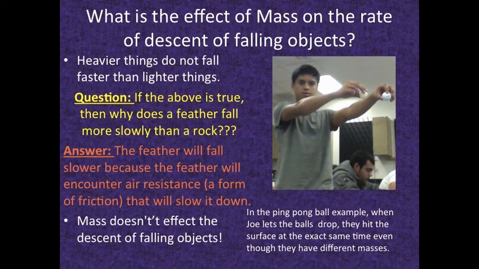What is the effect of mass on the rate of descent of falling objects? Mass does not affect the descent of falling objects. In the ping pong ball example, Joe is dropping 2 balls of different masses, but as you could see in the previous video, they both hit the surface at the exact same time.